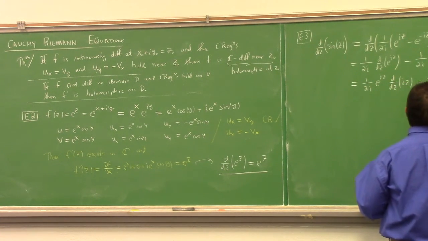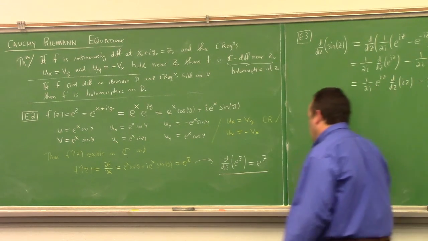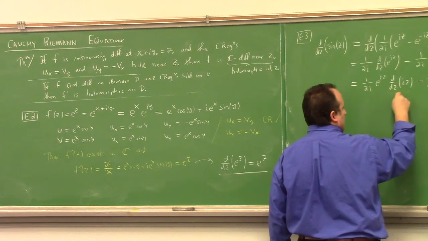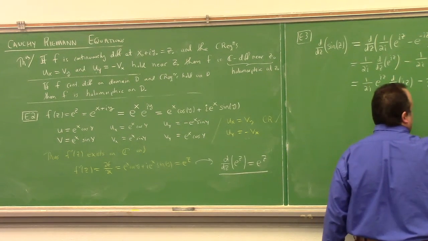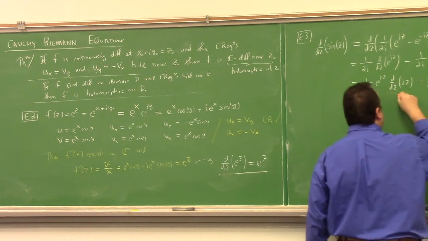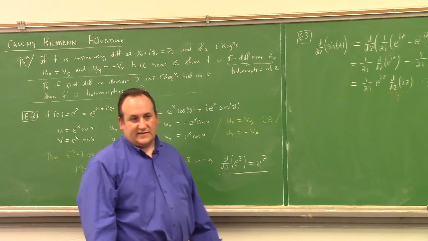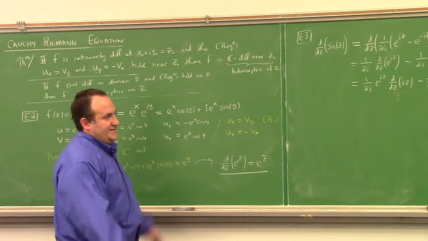What's the derivative with respect to z of iz? By stuff we did last class, this is i. By stuff we did last class, this is minus i. Because we can pull out the constant, and the derivative of z with respect to z is 1. dz dz is 1, just like dx dx was 1.